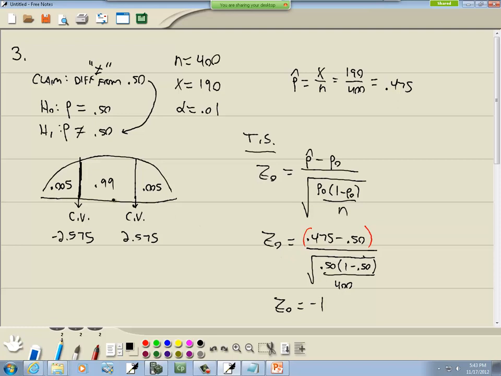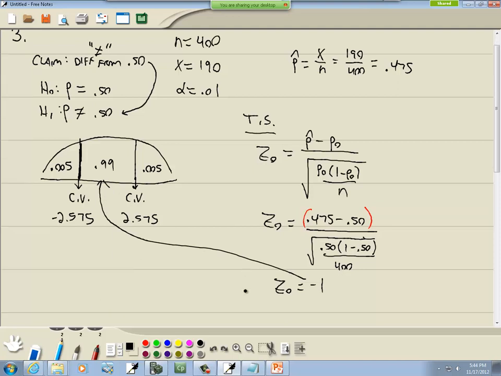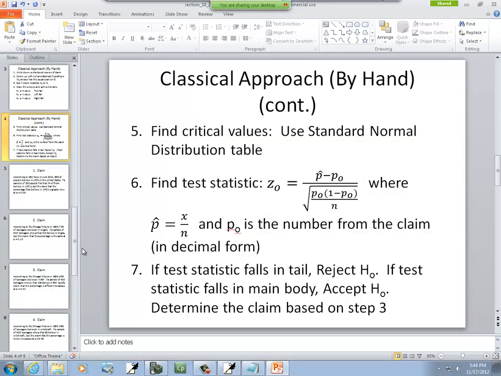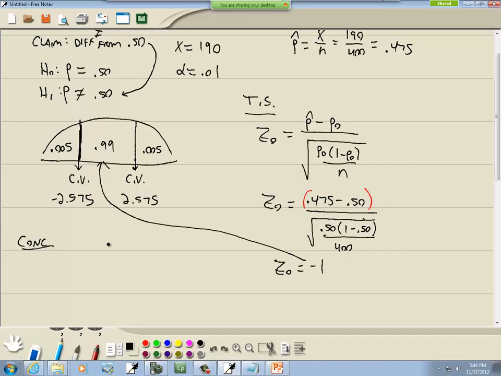Well, here's the number line. Here's negative 2.575. Here's positive 2.575. Negative 1 falls in here somewhere. Don't know where, but it falls in there. So it falls in the main body. So for the conclusion, if the test statistic falls in the main body, it says you accept H naught.